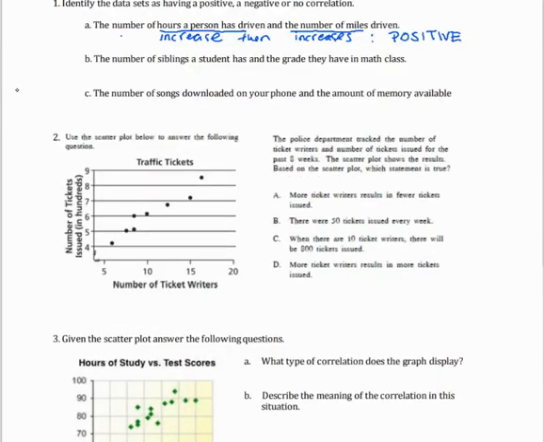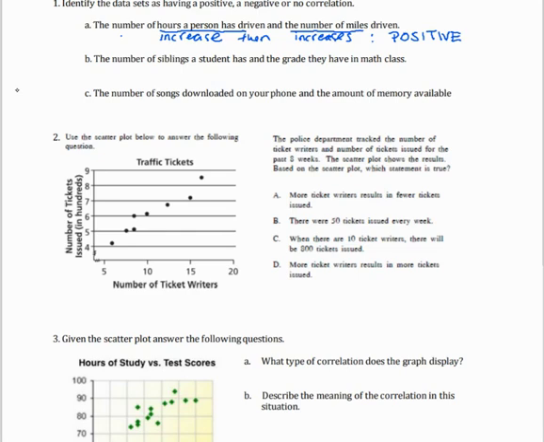Okay, let's look at number 2. Number 2 says, use the scatter plot below to answer the following question. As we can see here, our x-axis is the number of ticket writers. Our y-axis is the number of tickets, and this is talking about traffic tickets. So this makes sense that we'd have positive correlation, right? The more people that are out there to write tickets, probably the more tickets will actually be issued. So we can see we have some positive correlation. Okay, so the police department tracked the number of ticket writers and number of tickets issued for the past 8 weeks. The scatter plot shows the results.